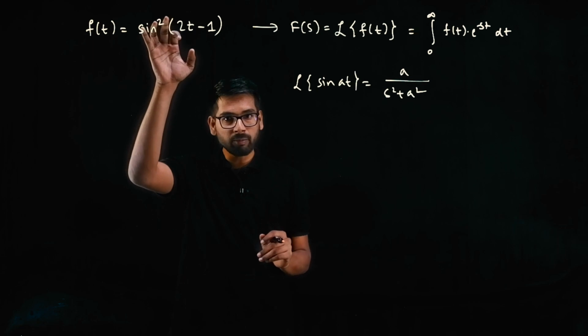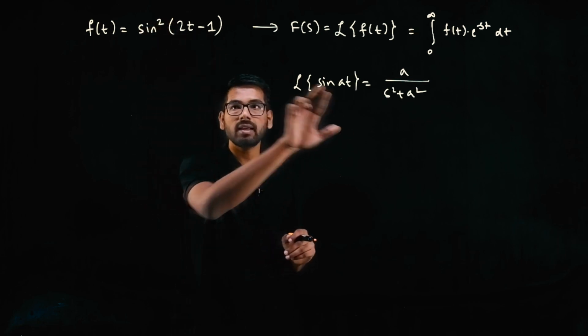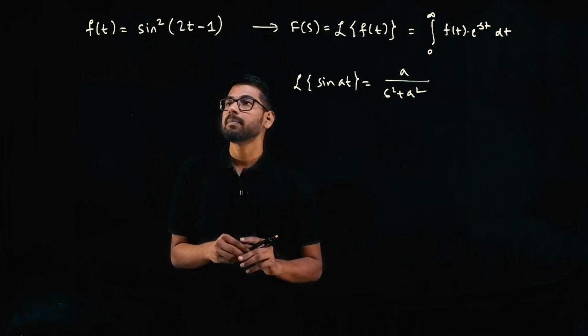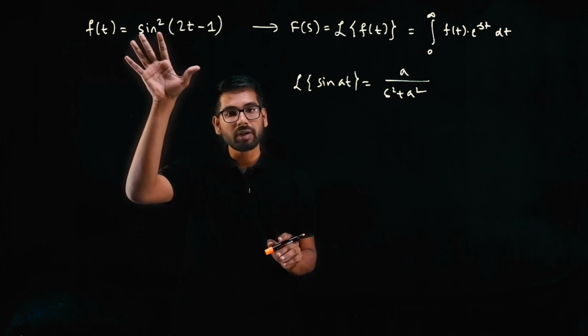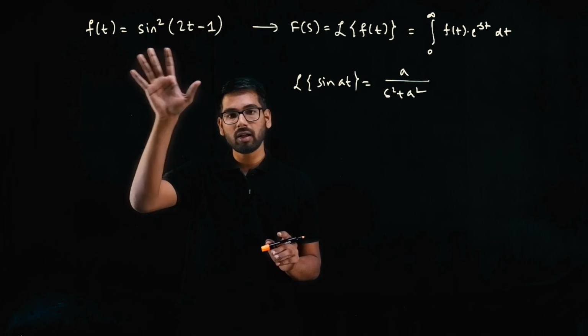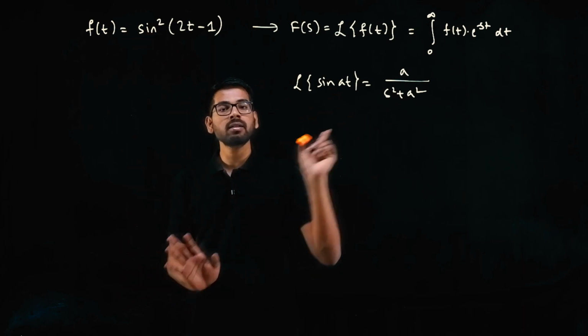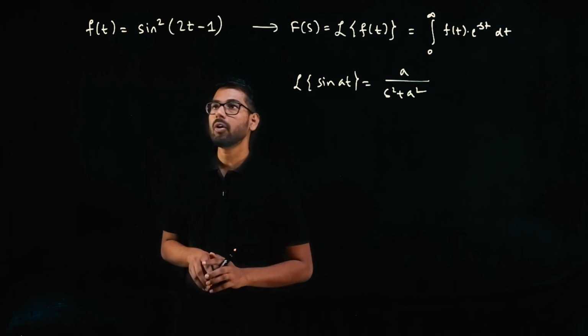It is sine square, and instead of having just at here, it has at minus something, or at plus something. So first we need to use our basic trigonometric rules and algebraic rules to convert this in terms of basic functions, and then apply the Laplace transform. So how do you do that?